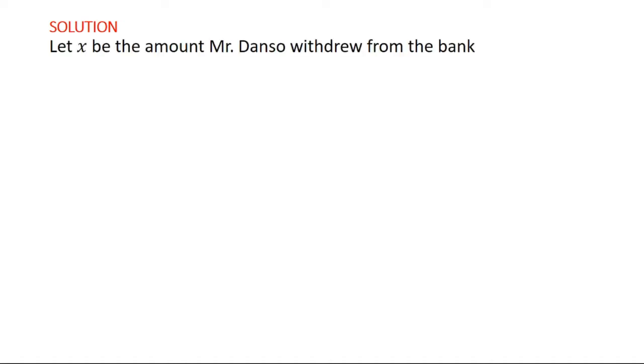Now, to begin, since we don't know the amount of money he withdrew from the bank, and that is the first thing that we want to find, we are going to represent the amount of money he took with a variable. So we will let X be the amount of money Mr. Danso withdrew from the bank, represented with the variable X.